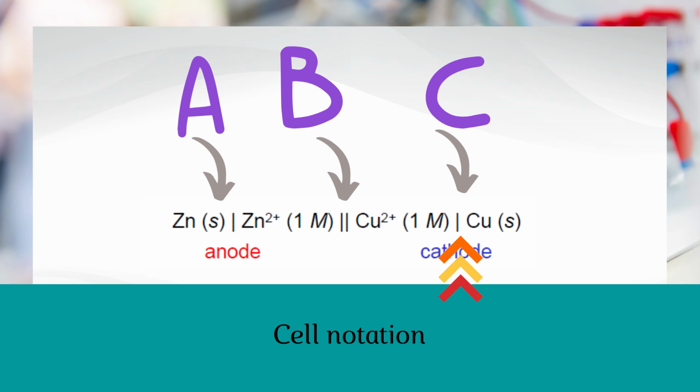A single vertical line is used to separate different states of matter on the same side, and a comma is used to separate like states of matter on the same side. So how do we remember the easy way to write the cell notation? Cell notation is as easy as ABC: A for anode, B for bridge, and C for cathode.